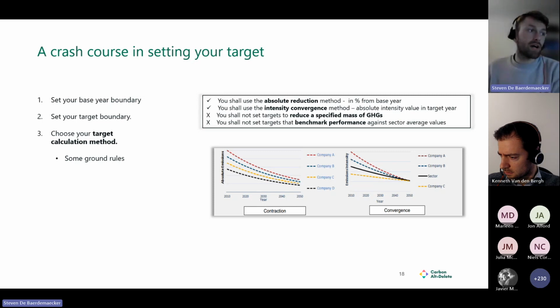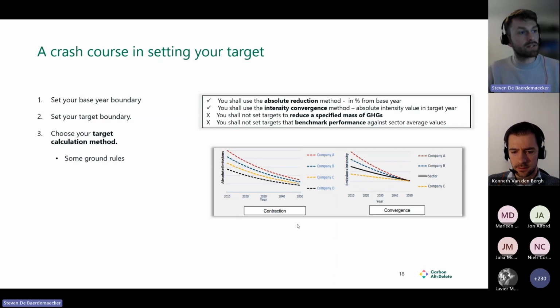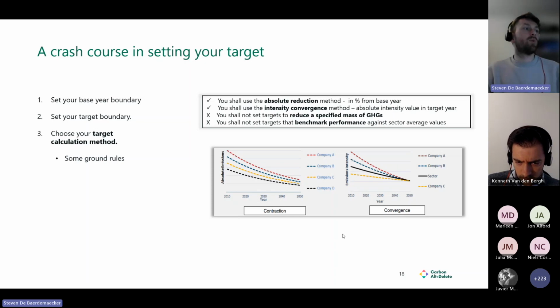Whereas for the contraction, the absolute reduction method, that's always just in percentages of reduction. And so you will see that the contraction is not really going to the same endpoint, whereas the convergence is going to the same endpoint. Mostly the contraction is a cross-sectional one, and the convergence is the sectional one.